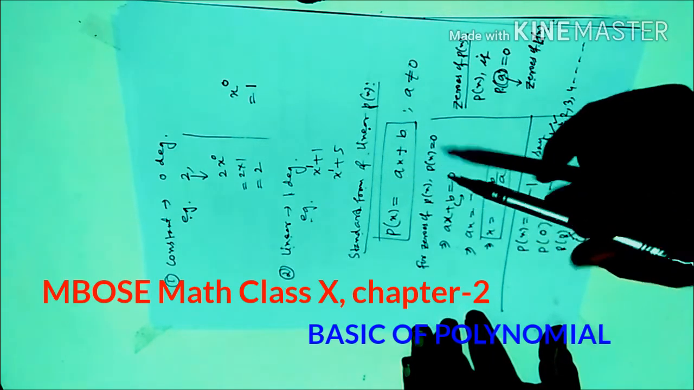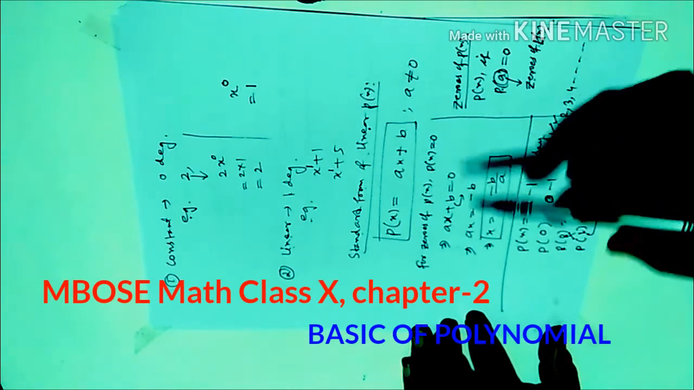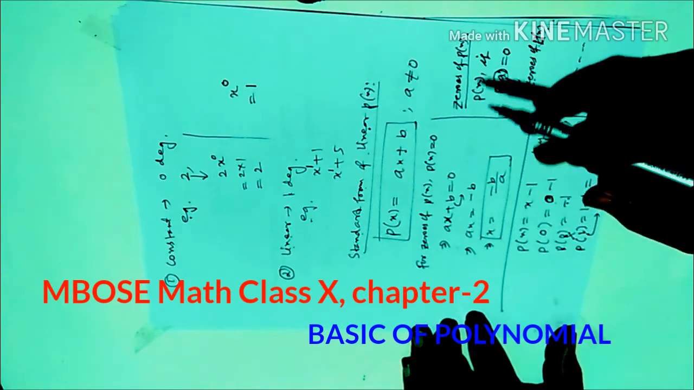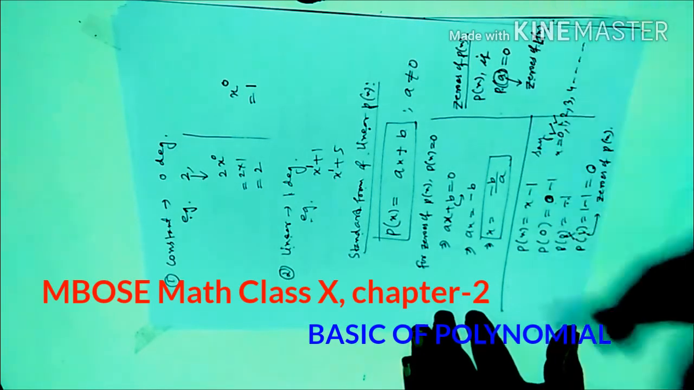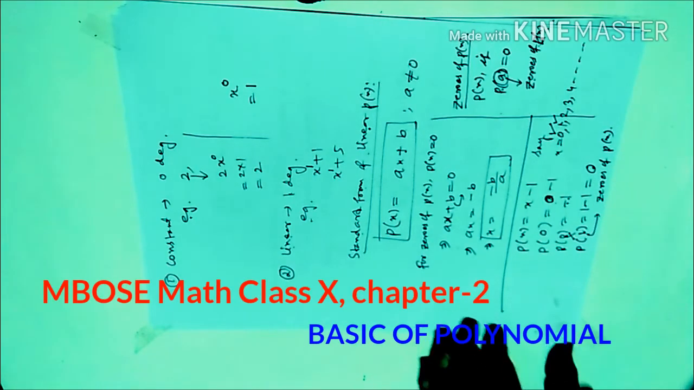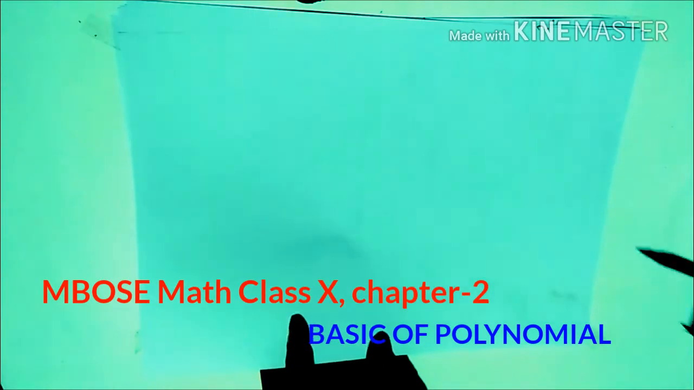And one more thing I will share with you. If degree 1, then the number of zeros will be 1. If degree 2, the number of zeros will be 2. If degree 3, the number of zeros will be 3. If degree 4, the number of zeros will be 4. Slowly you will learn. Next we'll discuss the quadratic polynomial.